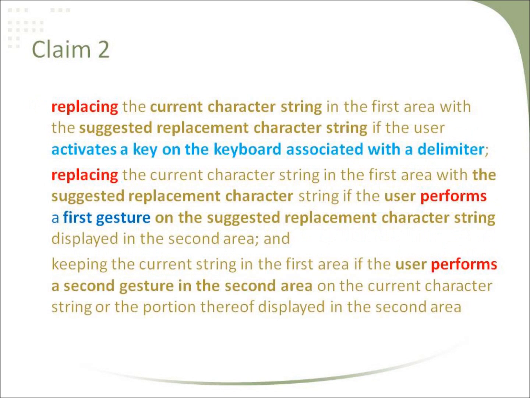You can either replace the current character string with the suggested character string by activating a key on the keyboard, or you can perform a first gesture on the suggested replacement character string, or you can keep the current character string in the first area if you do a second gesture in the second area on the character string. So if you did any of these, it would perform the action on the character string.